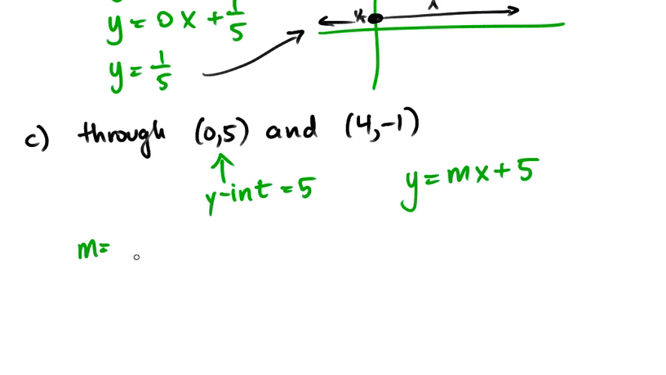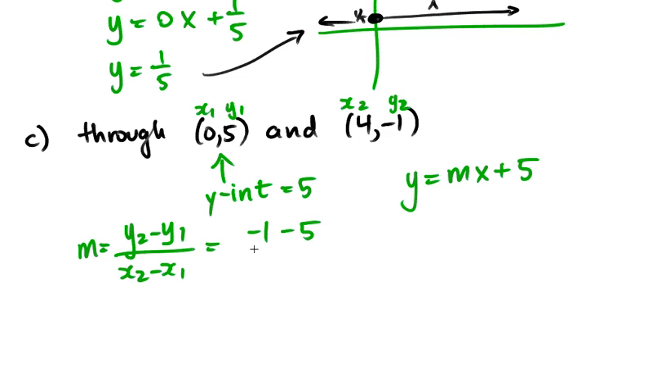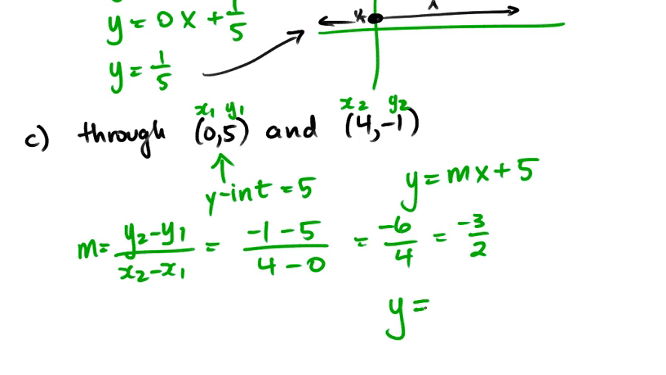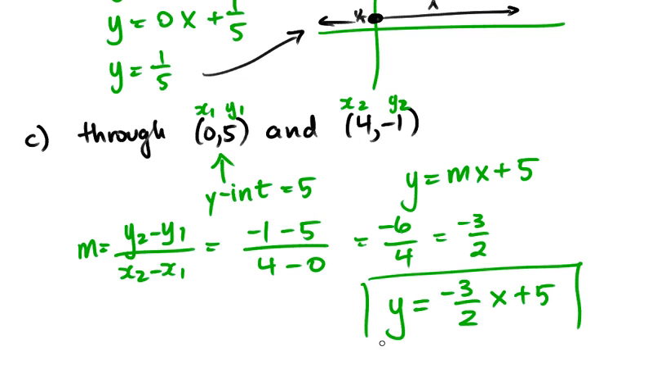How could I figure out the slope from this? Oh, wait a sec. We have a formula for slope when we know 2 points. It's the difference of the y's compared to the difference of the x's. So I quickly label my points, x1, y1, x2, y2, and then I start plugging them in. Negative 1 minus 5 over 4 minus 0. That's negative 6 over 4, reducing to negative 3 over 2. And now I have my slope, which means I know my m value, which means I know what my graph will look like.